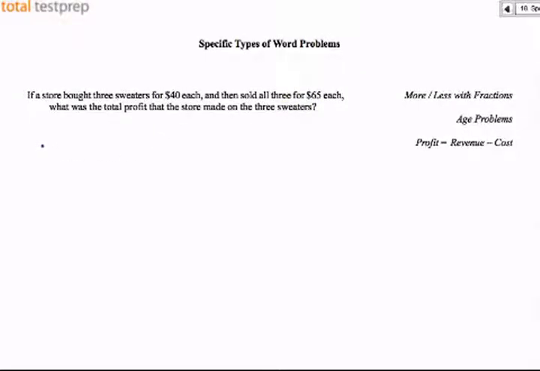So the profit, which is normally written as pi like this, is equal to the revenue, in this case 3 times 65, because if you sell 3 sweaters for $65, you're making that much money, 3 times 65, minus the cost, which is 3 times 40.